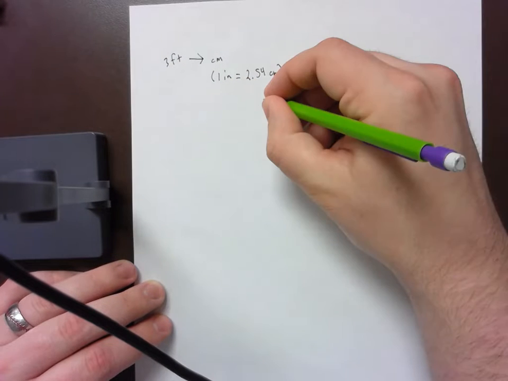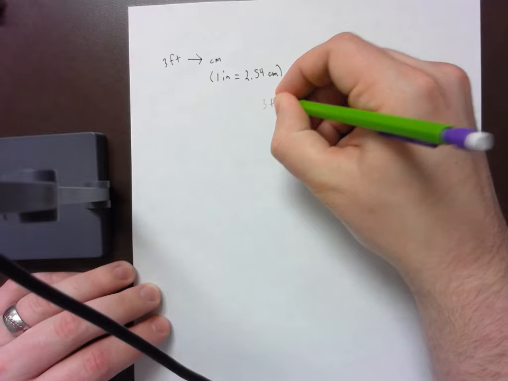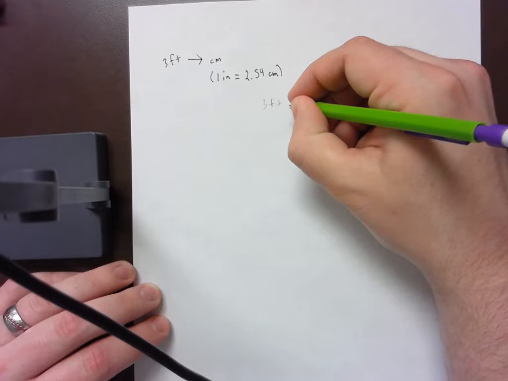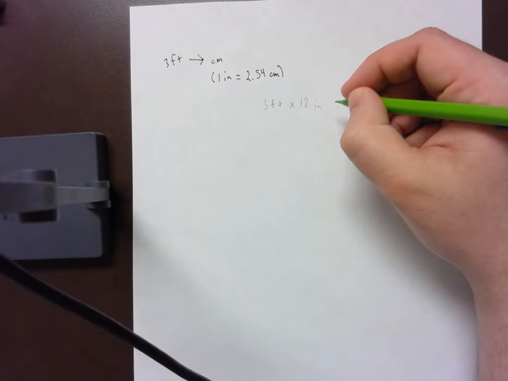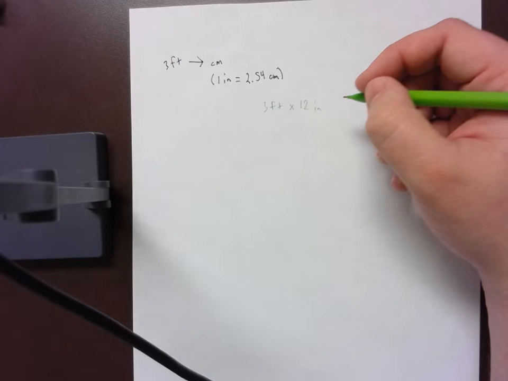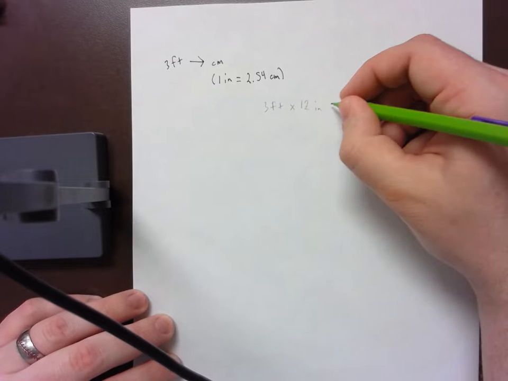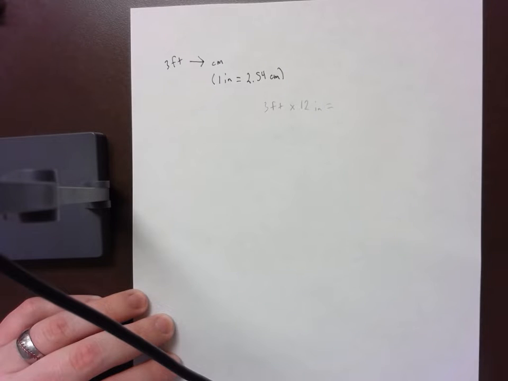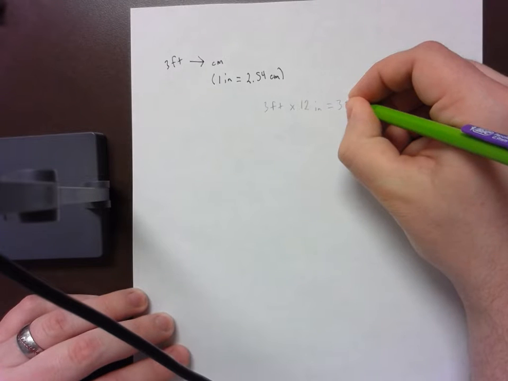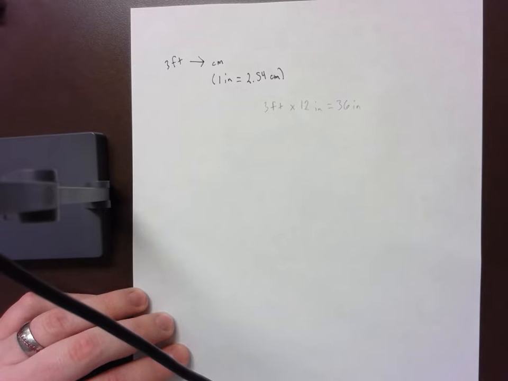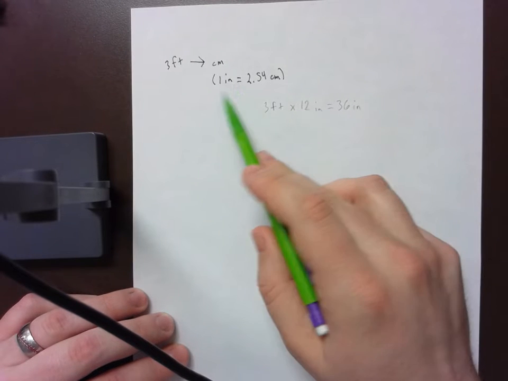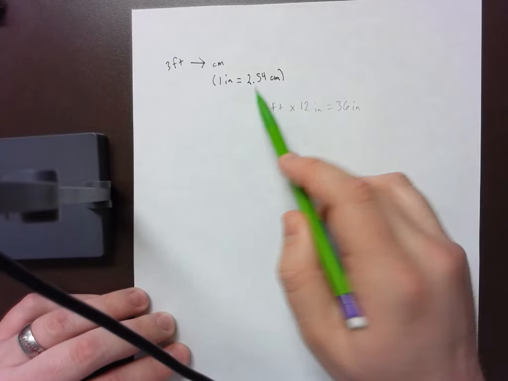feet times 12, because there's 12 inches in a foot. And we get that answer so we can have the total number of inches to convert it into centimeters. So now we see 1 inch equals 2.54 centimeters. So we will set that up.